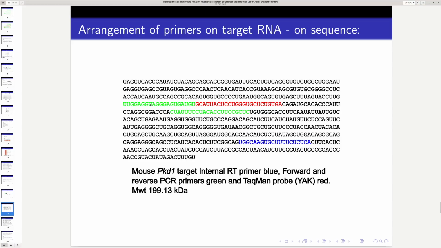And then you've got your forward primer and your reverse primer and your TaqMan probe. And this is labeled with Yakima Yellow, which is like VIC, and it has a quencher, okay? And the molecular weight of this whole thing is 199.13 kilodaltons, exactly. And so you use this to correct your micrograms per mL to the number of moles per mL or microliter, and then you multiply by Avogadro's number to give you the number per microliter.